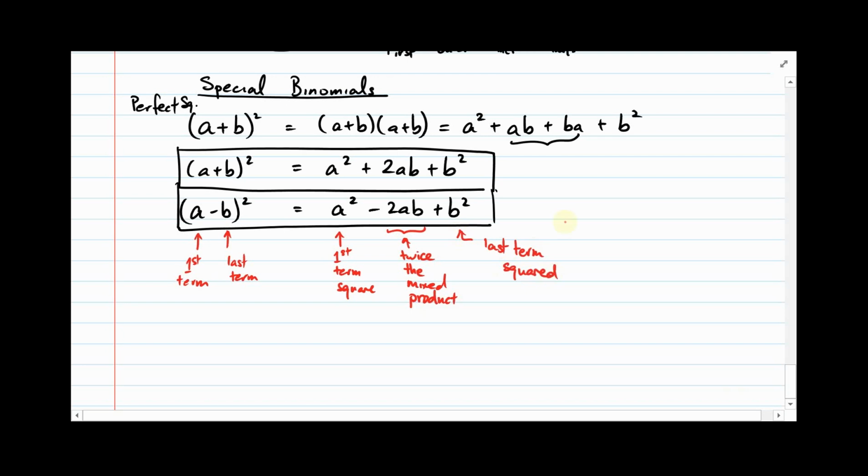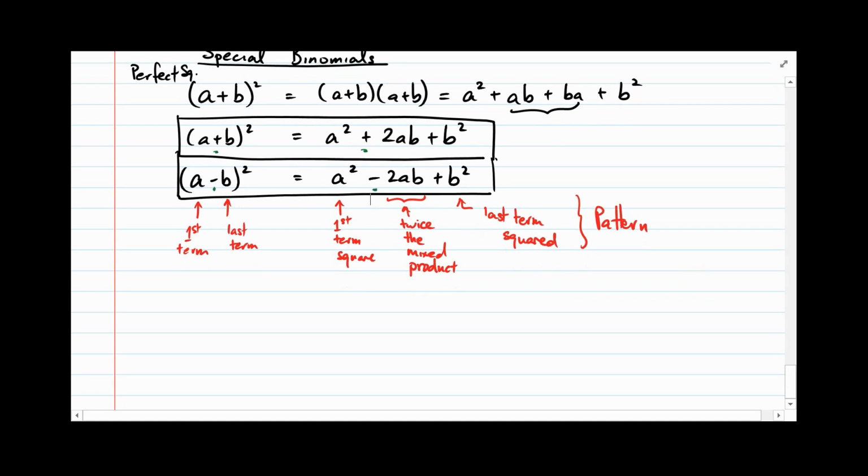Right? So this is the pattern, and we also see that if we have a plus sign here, there's a plus sign. If we have a minus sign, there's a minus sign there. Okay? So let's use this. Let's suppose we were given a question, say 5x plus 2 all squared.